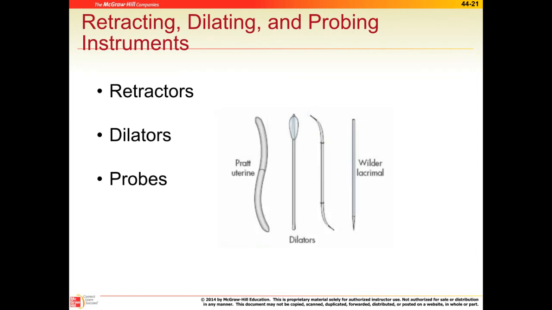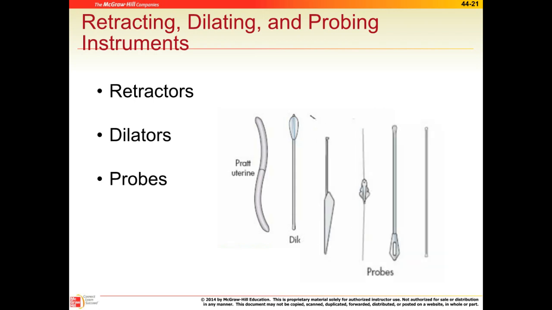Now we have dilators. The Pratt urethral dilator, that's used to dilate the urethra. There's the balloon dilator, the curved dilator, and then the Wilder lacrimal dilator, and that is for the lacrimal duct in the eye to help dilate that when it has become clogged. Different types of probes. I want you to remember that there are multiple types of probes. Probes are used to go into different areas, sometimes to help pull up some tissue, sometimes to help hold tissue down in place.